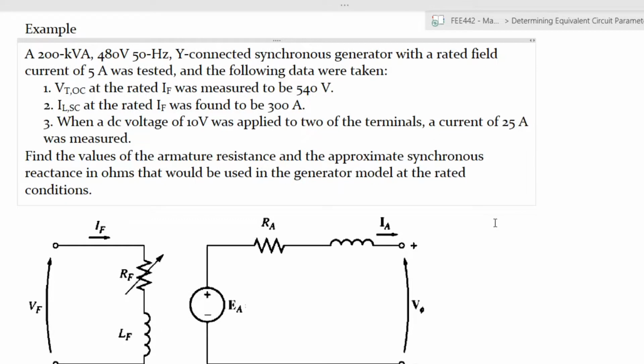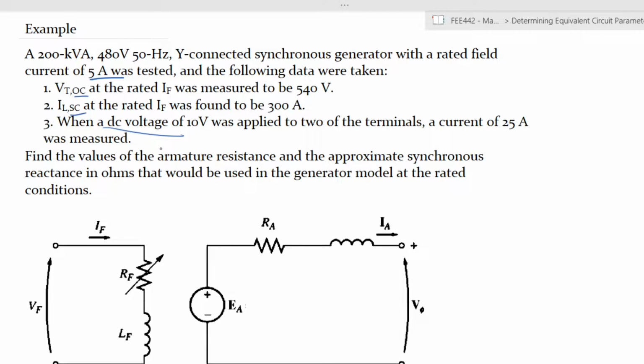So let's look at that. Let's say you have an unknown machine. It's a 200 kVA, 480 volt, 50 hertz, star connected synchronous generator. Rated field current is given as that. And you carry out a series of tests, the three tests we've talked about: open circuit, short circuit, and when you apply a DC voltage across the two terminals.